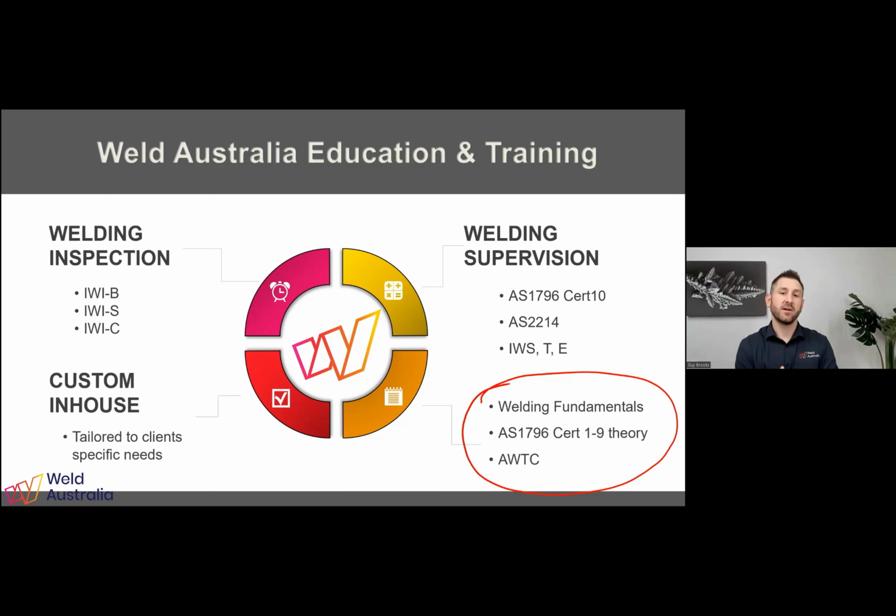So the AS 1796 Cert 1 to 9 theory at the moment is on a case-by-case basis. If your company wanted to get 5 or 6 people an AS 1796 ticket, we could talk to you, do a quote, and come out and do that training in-house for you. The same goes for the welding fundamentals. If you've got enough people, say 10 people, you want us to come to you, we can come to you. Which leads me into custom in-house courses.